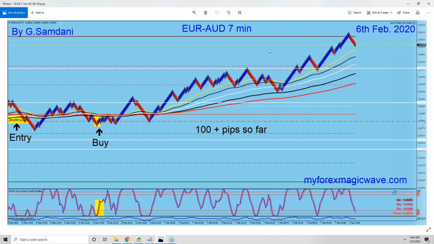This is on the 6th already. Euro Aussie going up to this on the 6th, and I think this is the one that was previously on the 5th, right? I was holding it because it didn't move much that day, right? And then it went up.